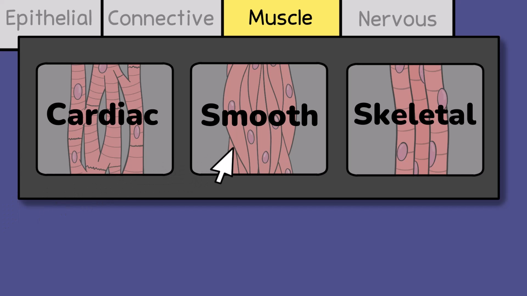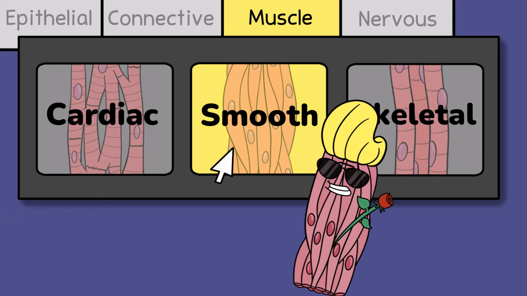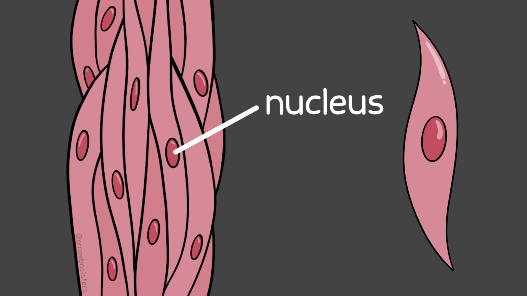Probably for the best. Smooth muscle tissue, it's smooth. It doesn't have striations or stripes. Each fiber has one nucleus, and they are spindle-shaped, meaning they are wide in the middle, and then they taper at both ends.